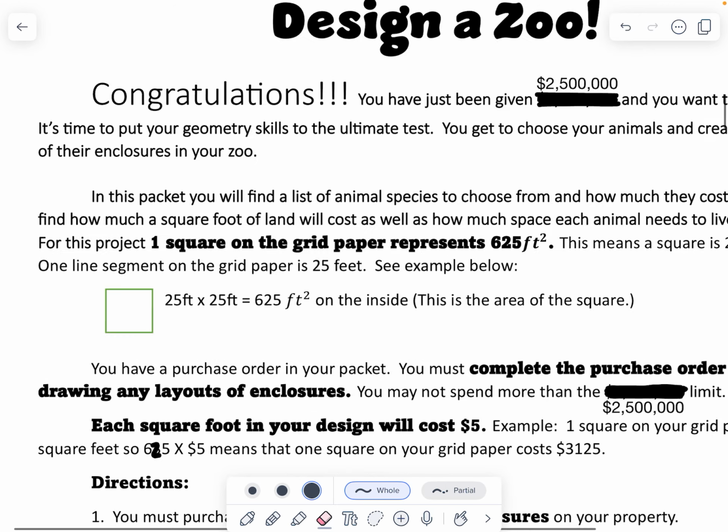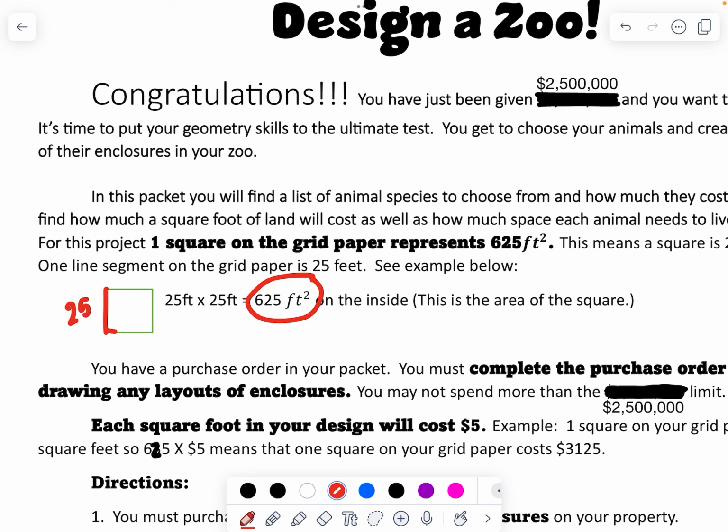So one square, just like this shown, this square is 625 feet squared. And that's because this length is 25, this length is 25. And when you multiply those, you get 625 feet squared. So even though it's not that actual amount on the paper, it is in real life, okay? And we're designing an actual zoo for real life. So that's why the area of this one square is 625 feet squared.